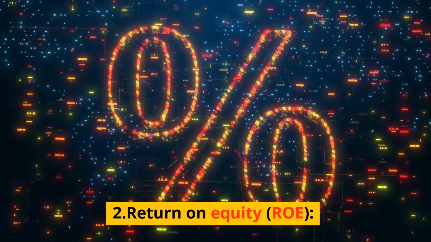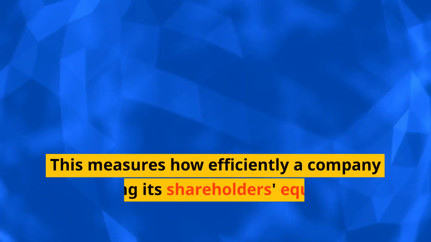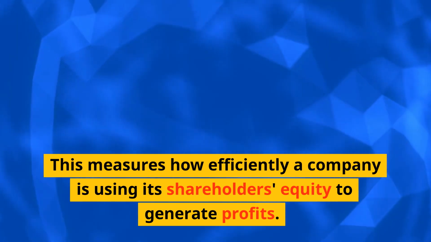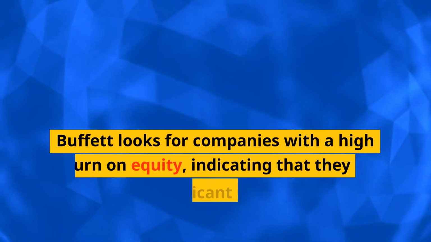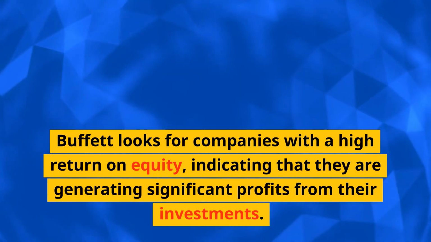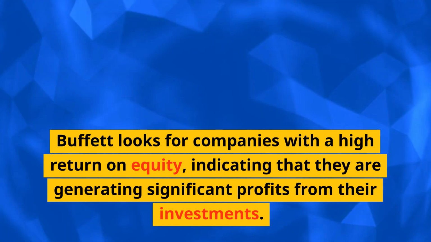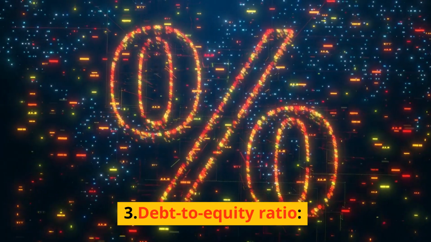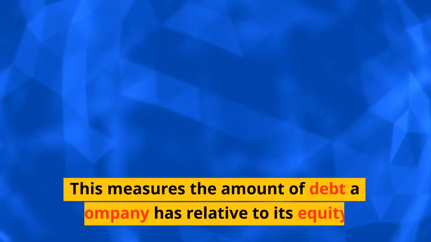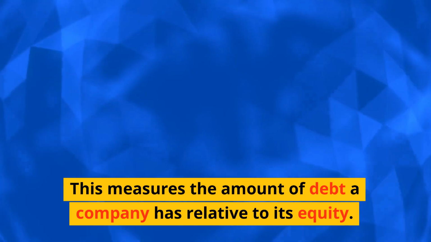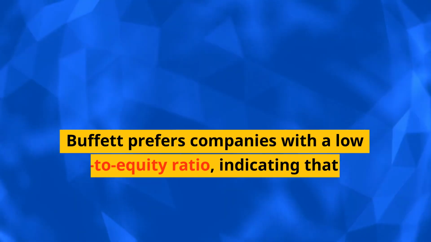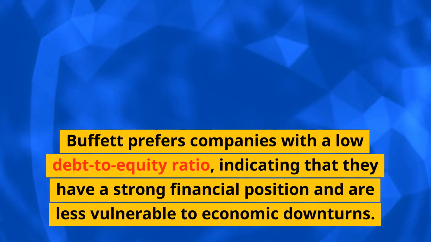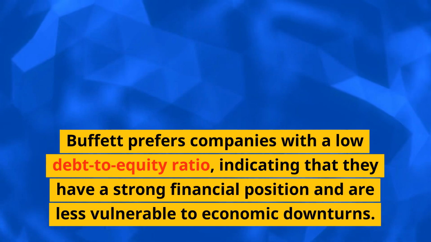2. Return on equity, ROE. This measures how efficiently a company is using its shareholders' equity to generate profits. Buffett looks for companies with a high return on equity, indicating that they are generating significant profits from their investments. 3. Debt-to-equity ratio. This measures the amount of debt a company has relative to its equity. Buffett prefers companies with a low debt-to-equity ratio, indicating that they have a strong financial position and are less vulnerable to economic downturns.